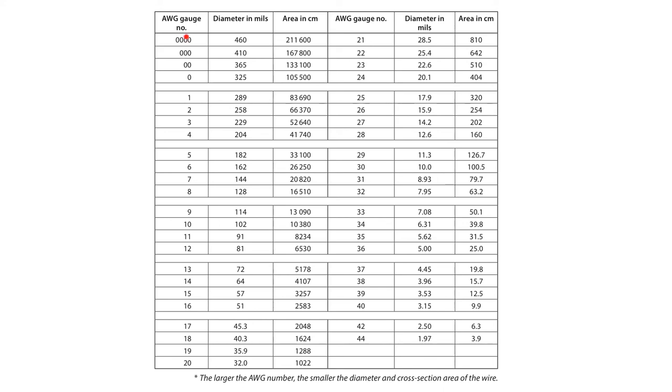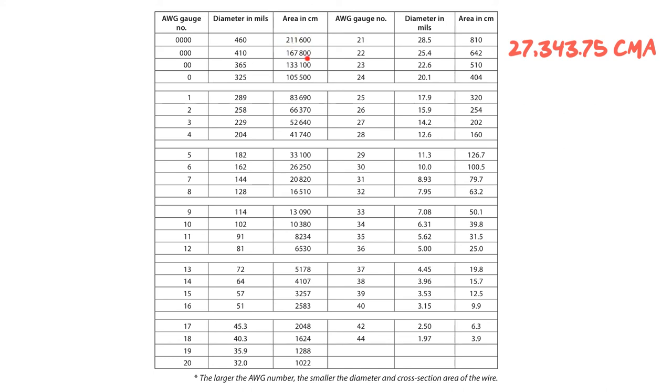So we're dealing with our big ones here, 4-aught, 3-aught, 2-aught, and 1-aught. As we get bigger than 4-aught, we can go to 250 MCM, 300 MCM, 400 MCM, 600 MCM. Those are not shown in this chart here, but they do exist. Now in the example we have here, we're going to take this number, 27,343.75 CMA, and we're going to look for the area that that could fit.